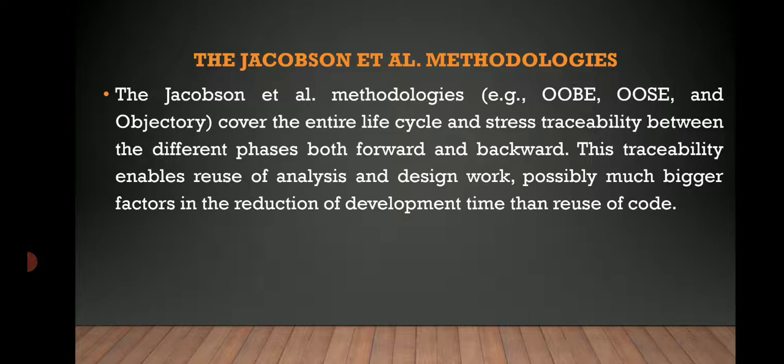Now let us see the JACOBSON et al. methodologies. The JACOBSON et al. methodologies, for example OOBE, OOSE and Objectory, cover the entire life cycle and stress traceability between the different phases, both forward and backward. This traceability enables the reuse of analysis and design work, possibly a much bigger factor in the reduction of development time than reuse of code.